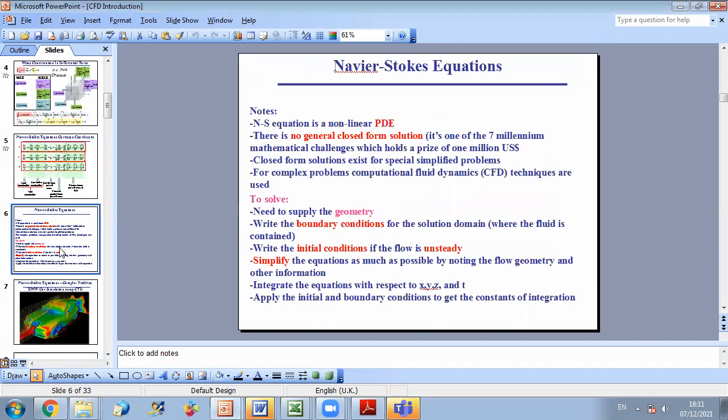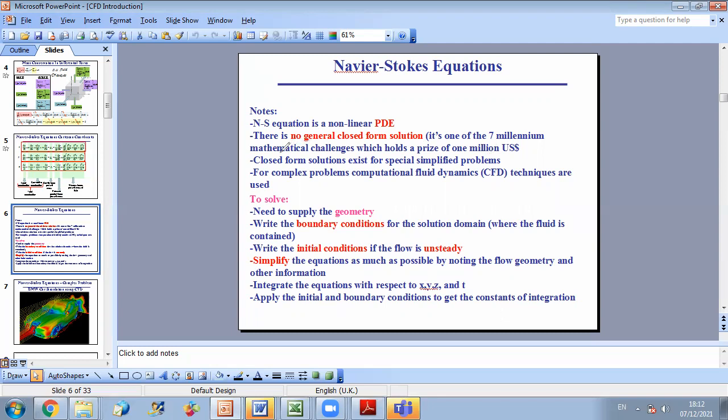So as we said, Navier-Stokes equations were a big challenge in research. They are nonlinear partial differential equations, and there is no general closed form solution. And as I told you, it was one of the 7 Millennium mathematical challenges, which holds a prize of $1 million.